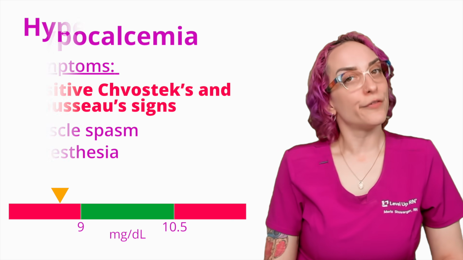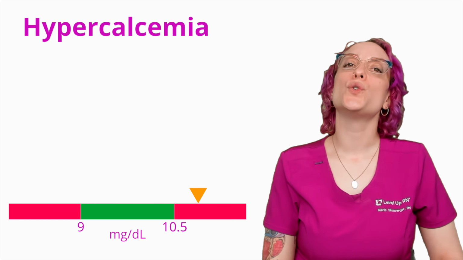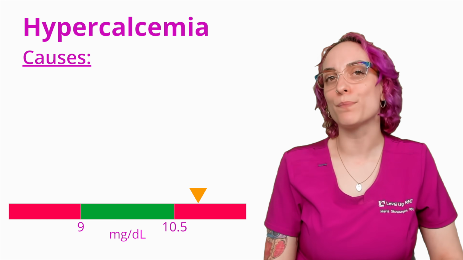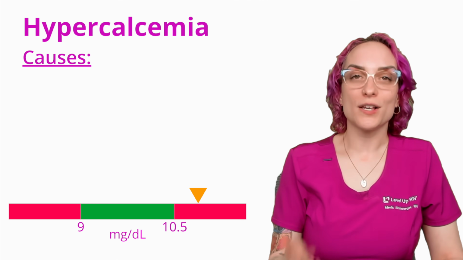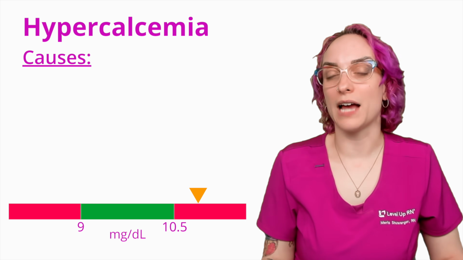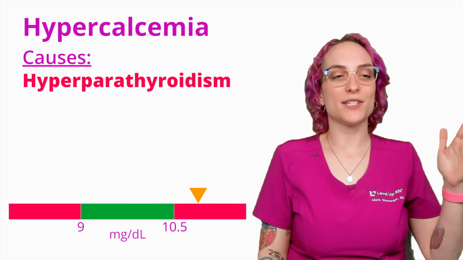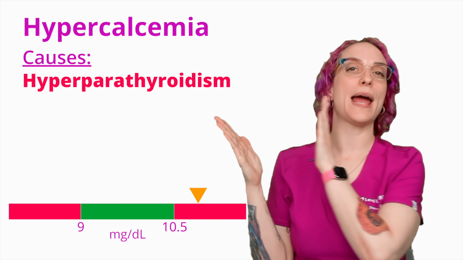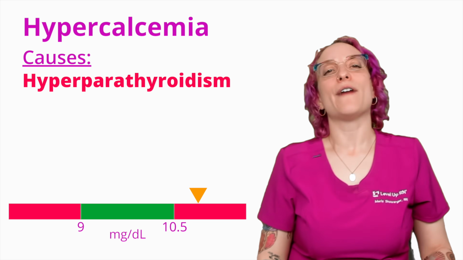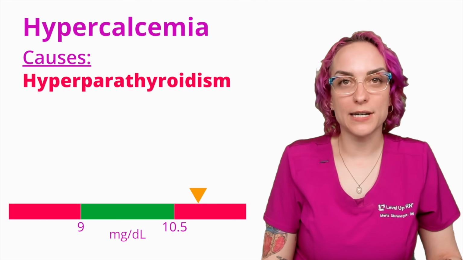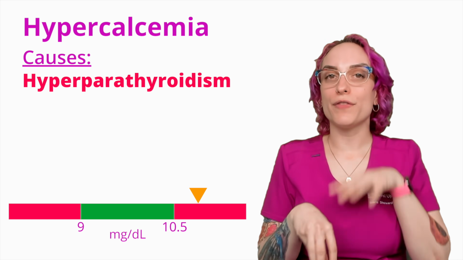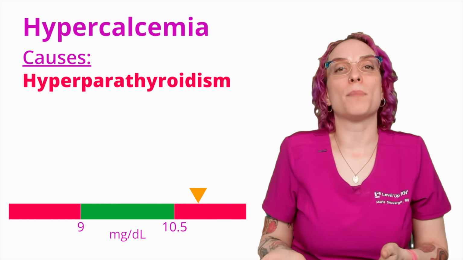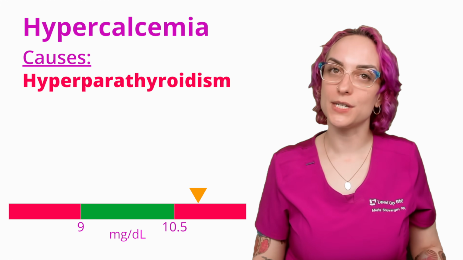Now, on the flip side, what if I have too much calcium? Well, what are some possible causes of hypercalcemia? Some causes would be the opposite of what causes hypocalcemia. So hypocalcemia goes with hypoparathyroidism. Hypercalcemia goes with hyperparathyroidism. If I have an overactive parathyroid gland, it is going to take all of the calcium out of my bones and dump it into my blood, thereby raising my serum calcium, okay?